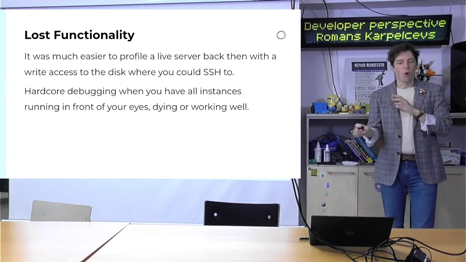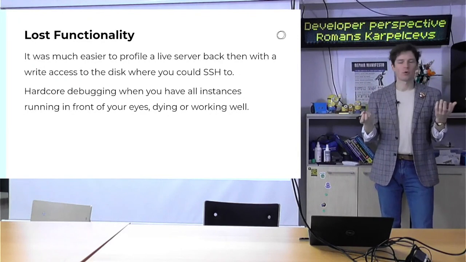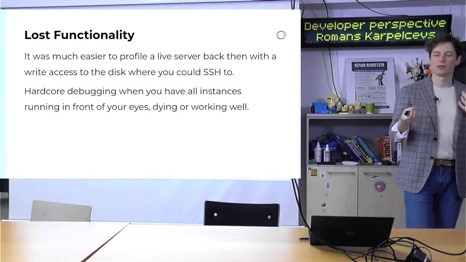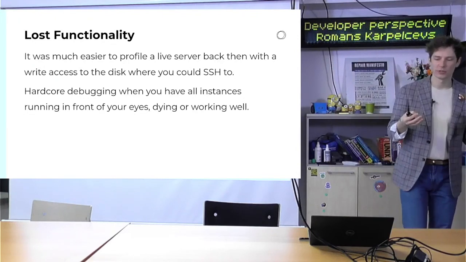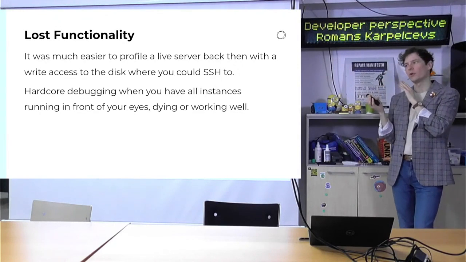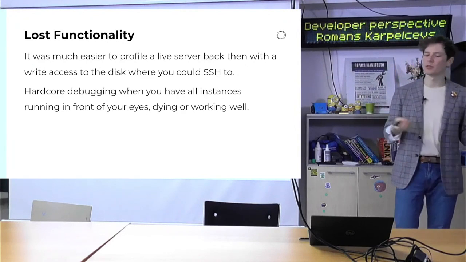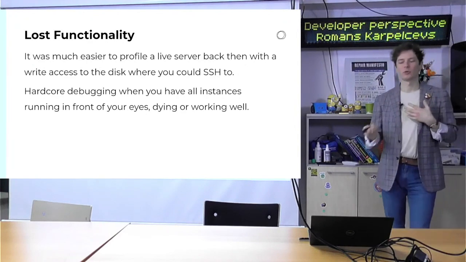It's not all good, right? Some of the functionality that we had before is now lost, and honestly, it was much easier to just SSH into the server, relaunch the node with the profile flag, and you have the dump of what was happening in that particular server.